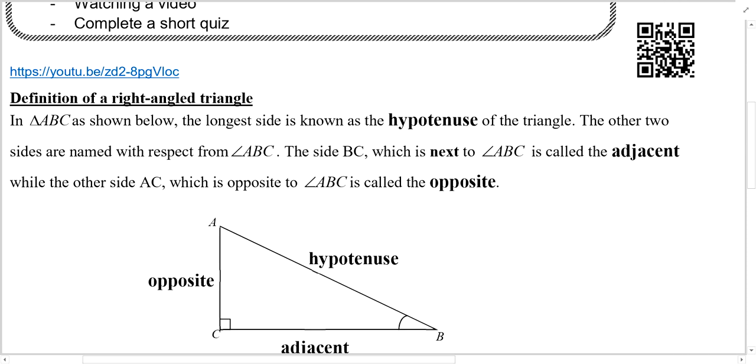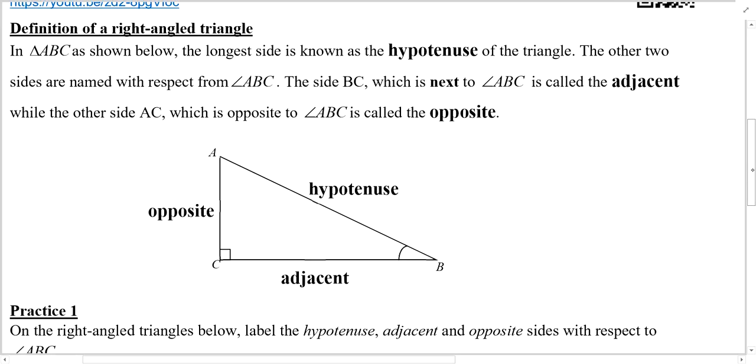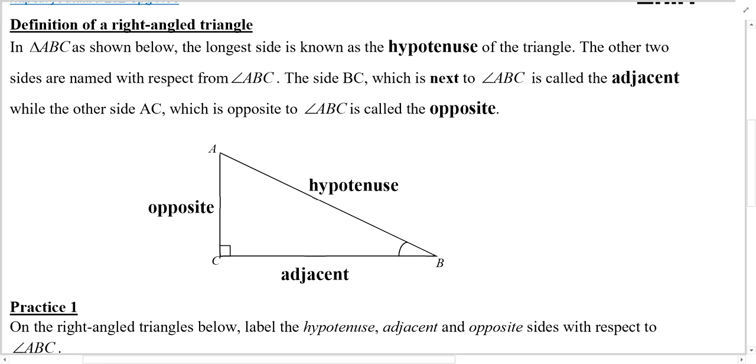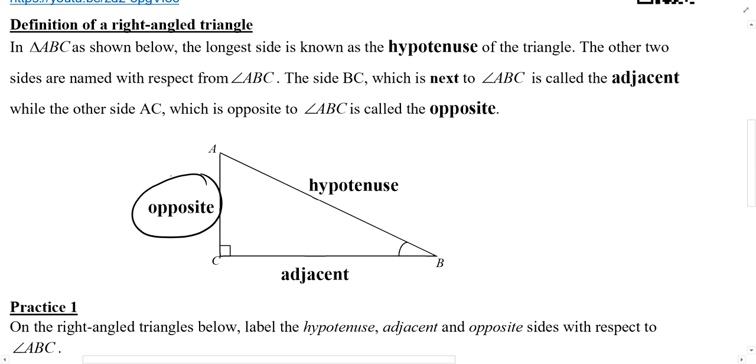Okay, class, look at the screen. We have a right angle triangle as shown over here. What page is this on? Page 3. We see some words in bold. This word, opposite, I'm sure all of you know what the word itself means.